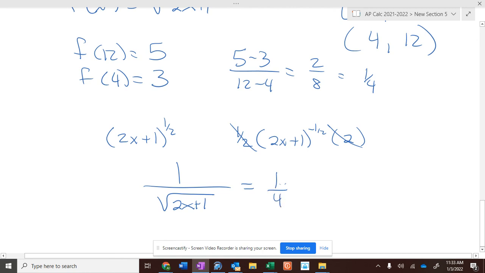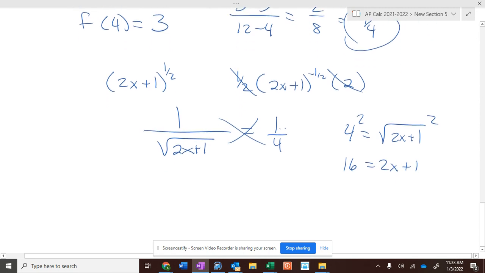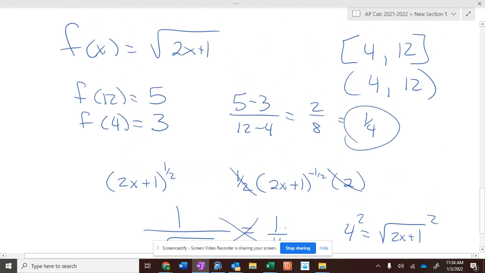See where I get that? The first derivative must be equal to the average rate of change. Okay? So if I cross multiply, 4 is equal to the square root of 2x plus 1. So if we square both sides, 16 equals 2x plus 1. 15 equals 2x. X equals 7.5. Is 7.5 within here? Yes.